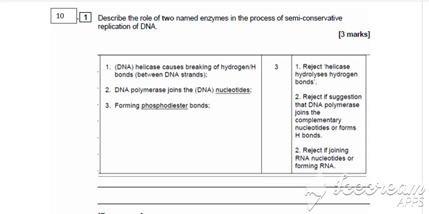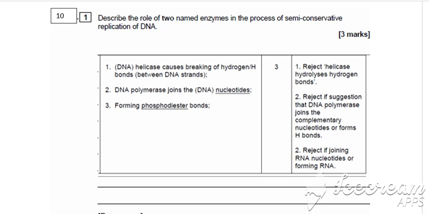So for 3 marks, it's wanting you to reference both enzymes. So it's the DNA helicase and describe what it does. So the DNA helicase breaks the hydrogen bonds between the DNA strands, and the DNA polymerase joins the DNA nucleotides to form the phosphodiester bonds.